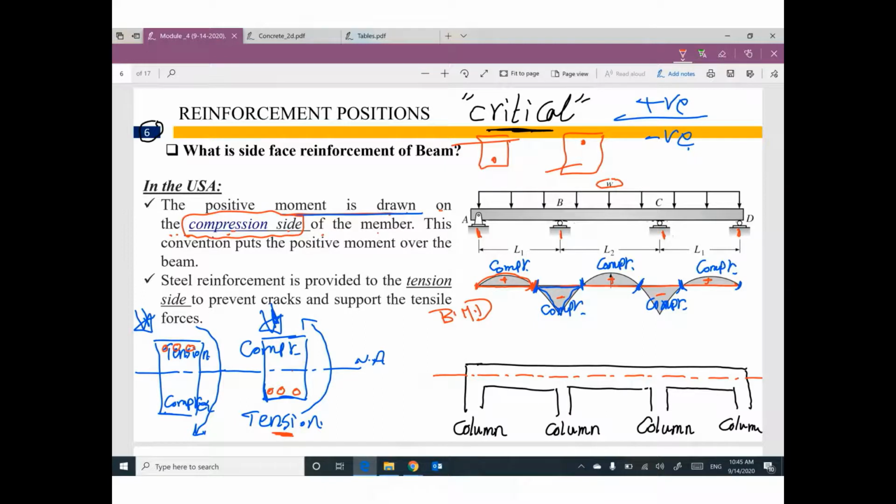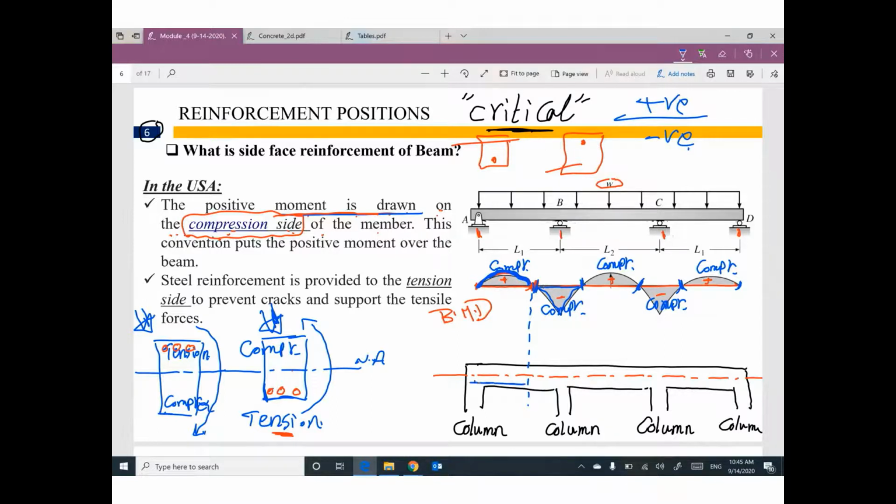Based on this information, the bending moment diagram is drawn on the compression side. Just very simple. For this part, the bending moment diagram is drawn at the top of the beam. That means at the top of the beam, we have compression. That means the tension will be at the bottom. So steel reinforcement must be here.